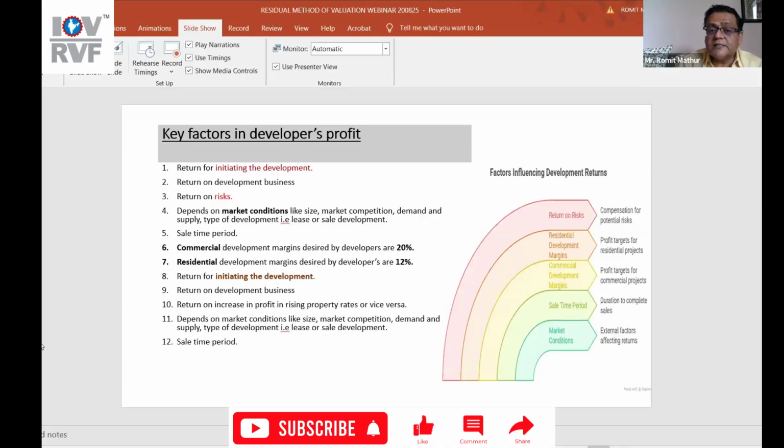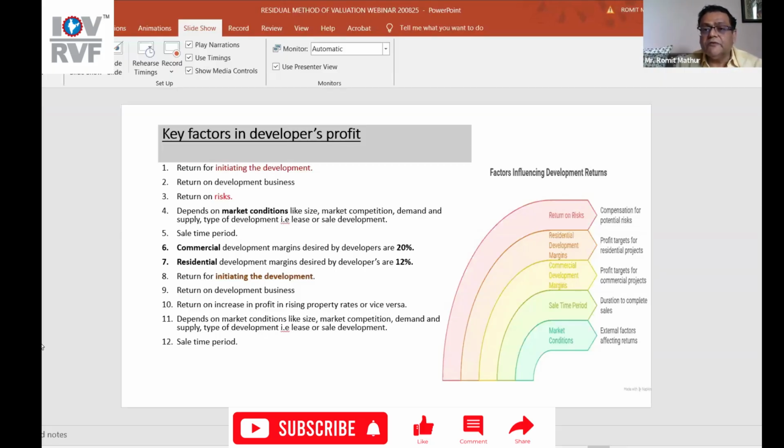It depends on market conditions like size and market competition. Is another project coming up, similar, in the adjoining plot or 5 plots after that? The demand and supply. If there's a city where new jobs are coming up, then he knows there's going to be demand. Or if there's a city where natural problems are happening, floods happening, or some fire has happened, then he knows his demand will go down.